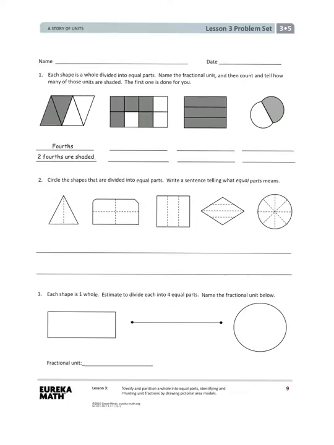Module 5, Lesson 3 problem set. Number 1. Each shape is a whole divided into equal parts. Name the fractional unit and then count and tell how many of those units are shaded. The first one is done for you.